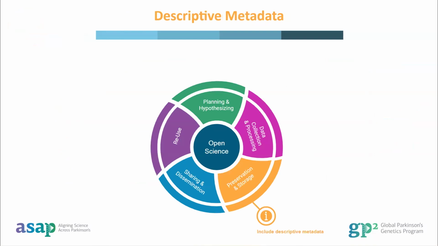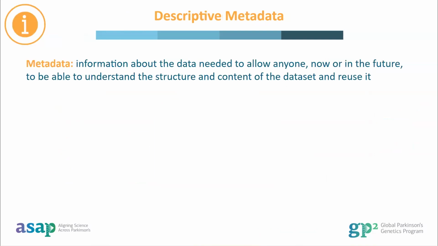The fourth open science best practice is to include descriptive metadata. Metadata is information about the data needed to allow anyone, now or in the future, to be able to understand the structure and content of the dataset and reuse it. Metadata should be formatted in a standard machine-readable format.